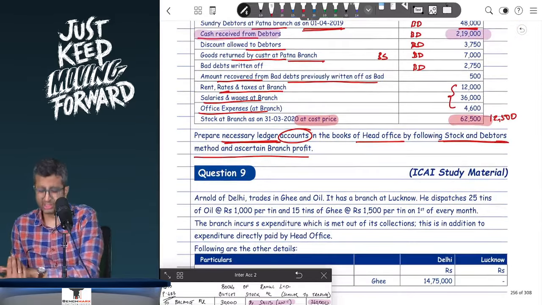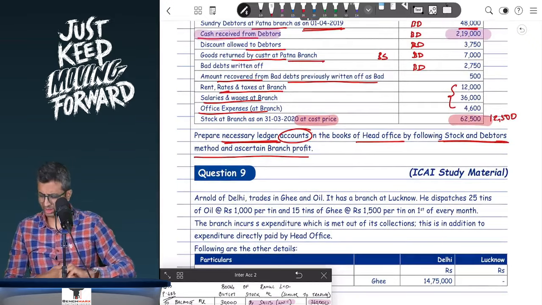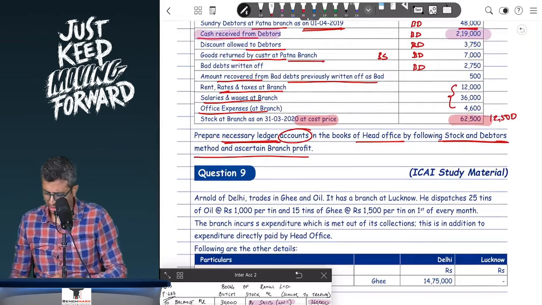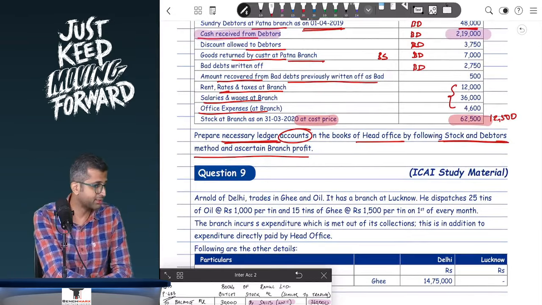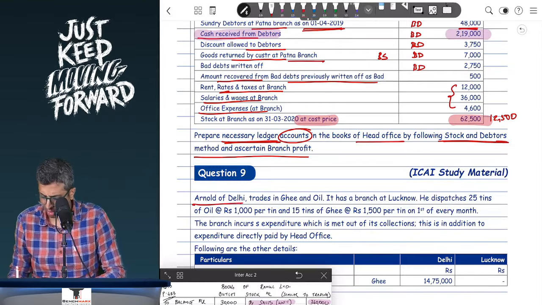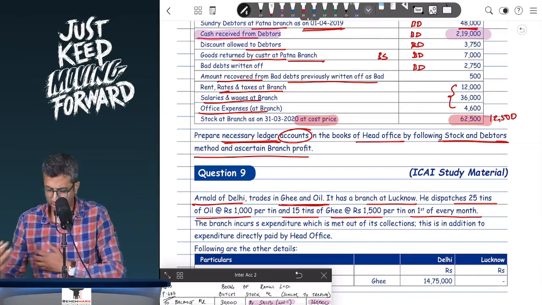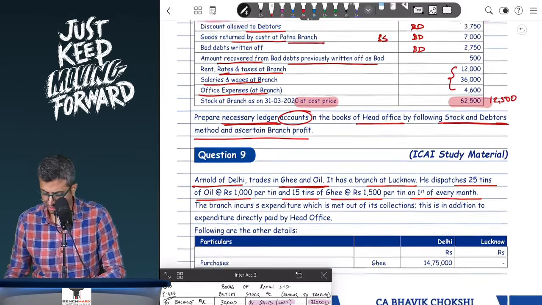The only question in this first 10 questions which are left is question number 9. So over here, let us go to question number 9, please. If you read this question, you have Arnold of Delhi, trades in ghee and oil. It has a branch in Lucknow, dispatches 25 tins of oil at 1,000, 15 tins of ghee at 1,500 on the first of every month. So this is the goods that they are dispatching.